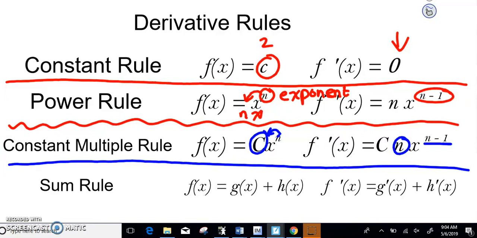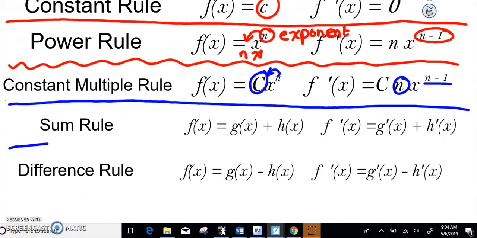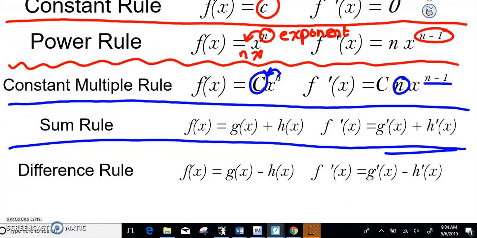Bam, easy, simple now. All right, and then the last two, sorry, we have the sum and difference rules. And all this is saying here is we have two functions being added together. Take the derivative of the first function, take the derivative of the second function, and then we just add them up. Easy. The difference rule is the same thing. You have two different functions being subtracted. So all we do is take the derivative of the first function, take the derivative of the second function, and we subtract them from each other. Subtract the second function from the first function. That's it. That's all the rules that we have for derivatives so far.